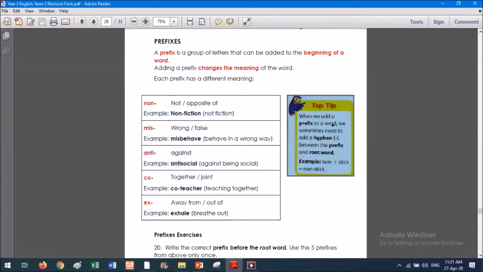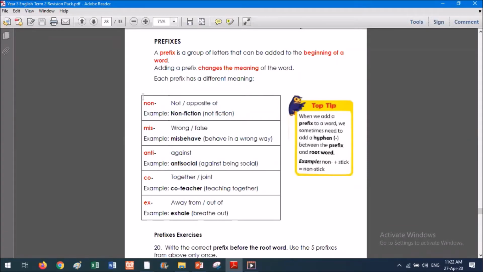Now, we have a top tip here, which says when we add a prefix to a word, we sometimes need to add a hyphen. A hyphen is that little dash. So we sometimes have to use a hyphen between the prefix and the root word. For example, non-stick has the hyphen in between. That's one of the little tricky ones that we're going to have to do.